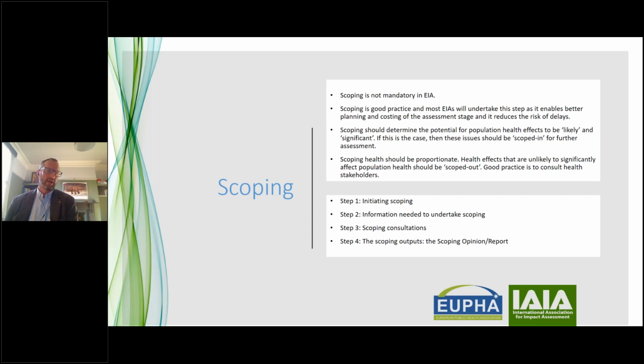So the steps which are covered in the guide are provided below as well. And this will conclude with the developer producing a scoping report. And then the response to that will be the scoping opinion from the competent authority. And these are important stages. And once again, it is important to involve public health stakeholders in this process. It's quite easy for those working in public health not to be aware that these processes are taking place. So again, we have the technical requirements of the directive all the time. It's important for the links to be made across sectors.